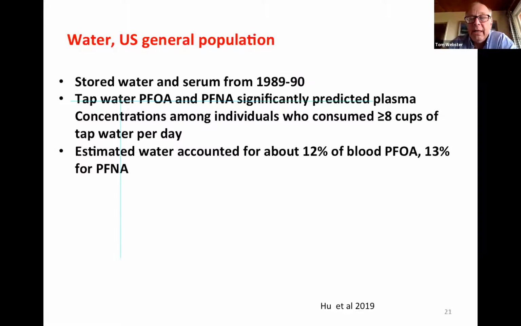There was a nice paper, again, out of Elsie Sunderland's group, and it was clever. They used stored water and serum from the Nurses' Health Study dating back to the late 80s. And what they found was that tap water PFOA and PFNA significantly predicted plasma levels among high consumers of water. And they were able to estimate using pharmacokinetics that something like 12–13% of what they measured in blood could possibly be explained by water exposure. And there's a few more data points in there, but this is one of the few studies I know of that has used empirical data like an epidemiologic approach to try to estimate this.